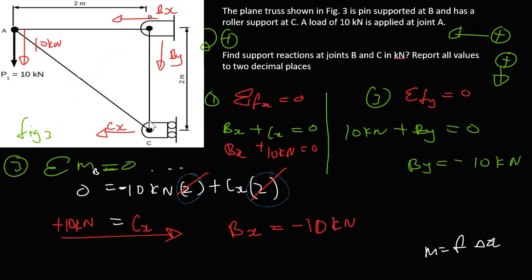Okay, so we got C. We've got C. Cx is here. We also got Bx. Oh, we also have By here. So we've got all the support reactions at joints B and C in kilonewtons, and report all your values in 2 decimal places.